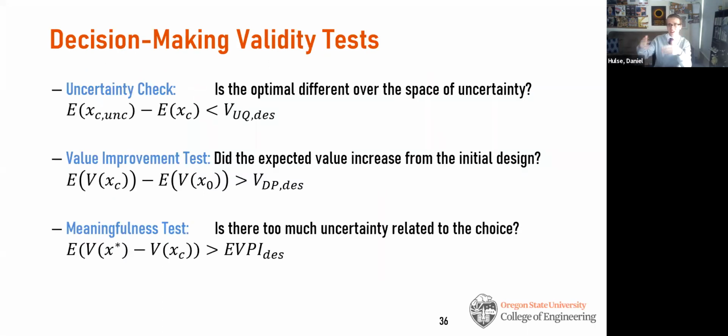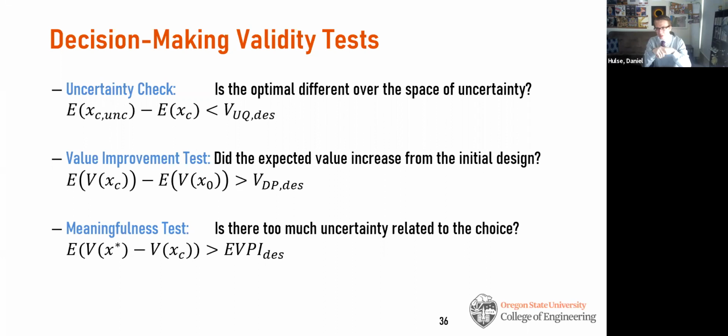We defined 3 tests in this work, the first being the uncertainty check, which basically asks the question of, if you consider all of the uncertainties, would your optimal be different over that space of uncertainty compared to the design process where you did not consider all that uncertainty? And of course, given that there might be small changes, this is within a desirable threshold, because it might always be different when you consider uncertainty, but if it's not a big difference, you probably don't care that much about it.